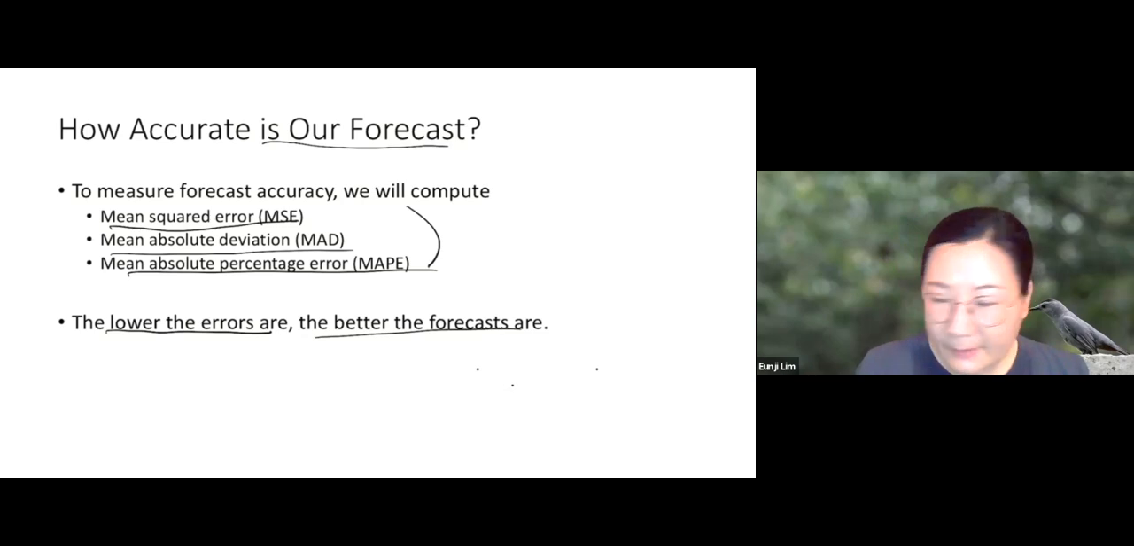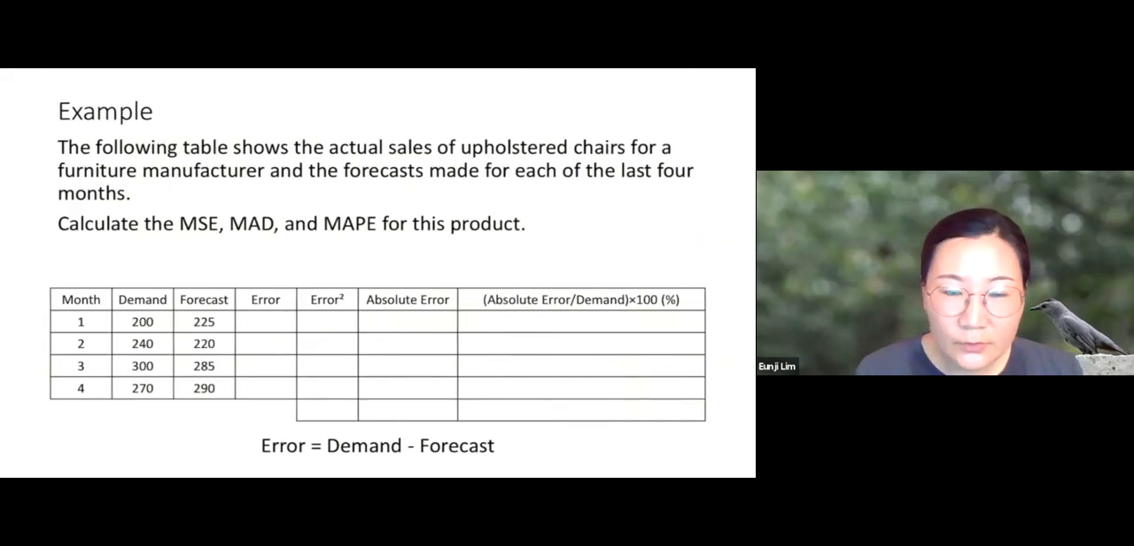Now, I want to take an example and show you how to compute these quantities. The following table shows the actual sales of upholstered chairs for a furniture manufacturer and the forecasts made for each of the last 4 months. Calculate the MSE, MAD, and MAPE for this product.